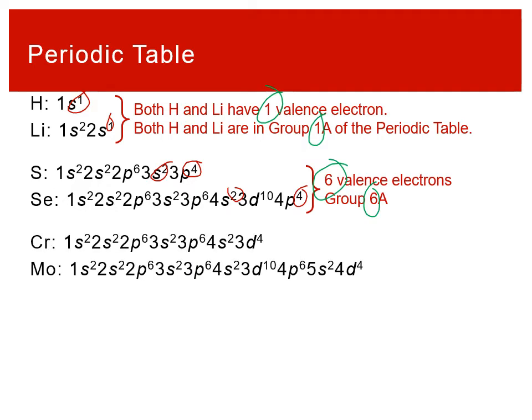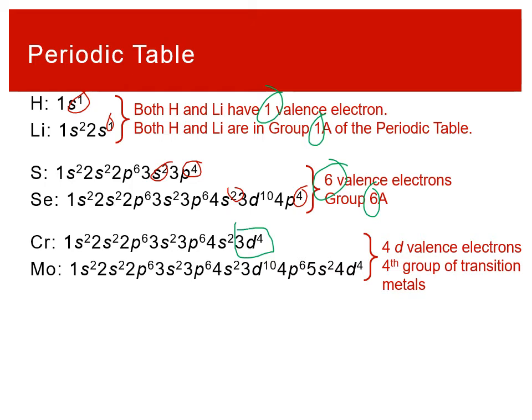When we go to the transition metals, it gets a little bit different. But more importantly, we can focus on the fact that titanium, 3d has 4, and molybdenum, 4d has 4. These are both transition metals, and they are in the 4th group of the transition metals.